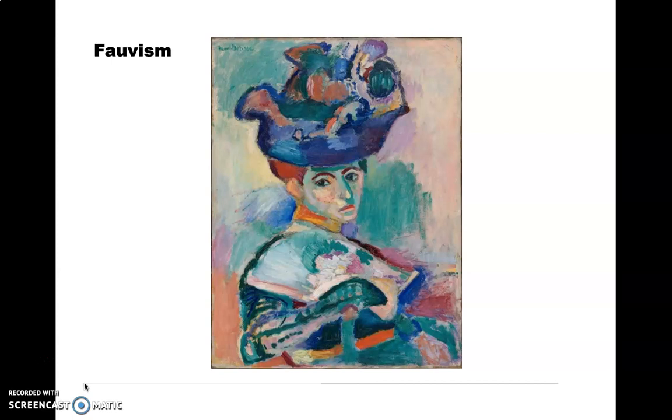So the main artists for Fauvism are Matisse, Henri Matisse, who I suggest if you like this work, go and have a look at his works. He's a really cool dude. And Andre Derain, who had a pretty rough life. He got hit by a car and died.